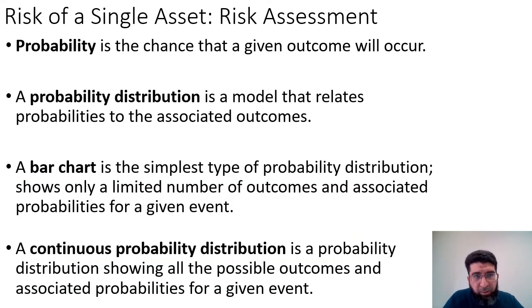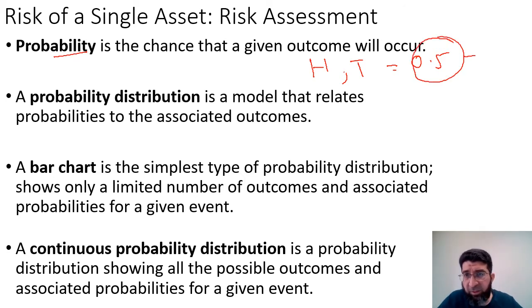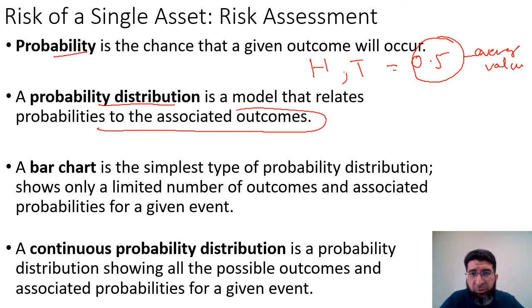So let's look at a few of the other statistical definitions. Probability. Probability is the chance that a given outcome will occur. For instance, if you flip a coin, either you will receive a head or a tail. Now the probability is 0.5. If you do it enough times, you will get 0.5 as an average value or expected value. So a probability distribution is a model that relates probabilities to the associated outcomes.